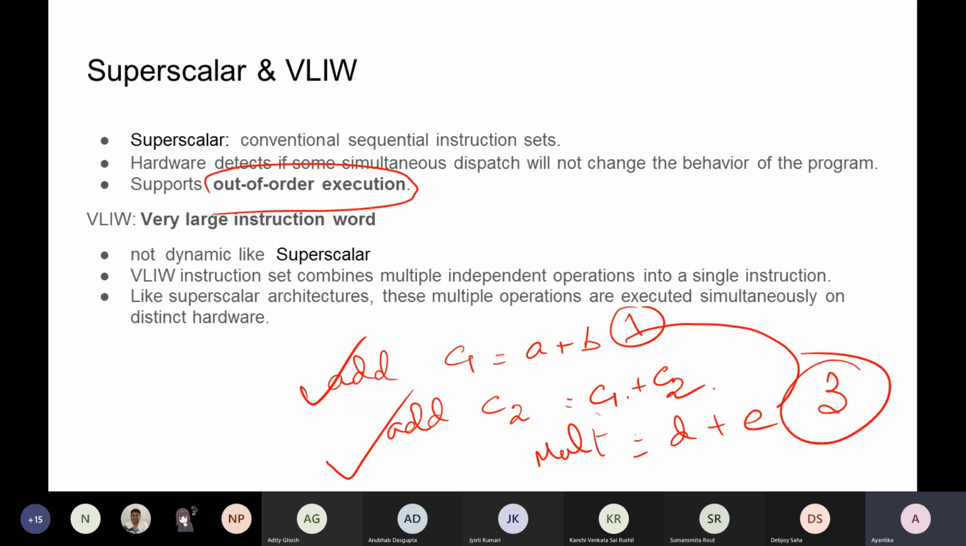So this is some kind of out of order execution, where you are not following exactly your instruction order. There is smart hardware that will not change the behavior of your program, but will support this type of out of order execution to exploit the possibility of parallelism more. Okay.